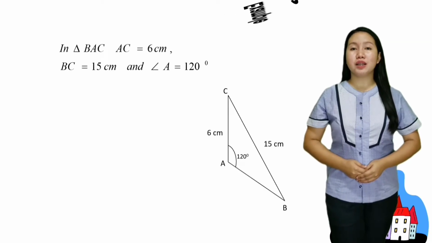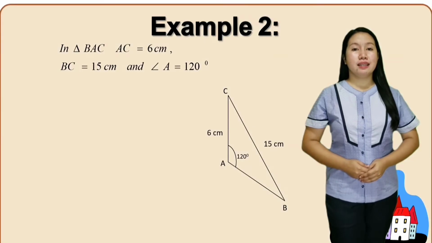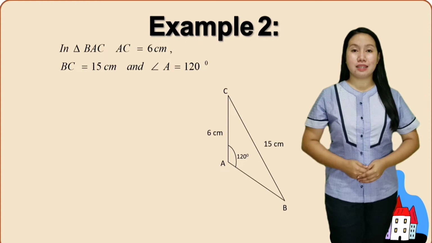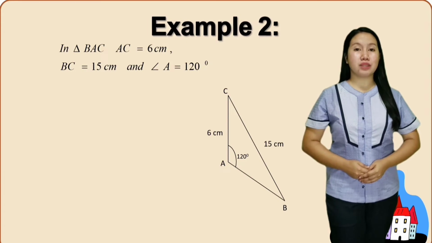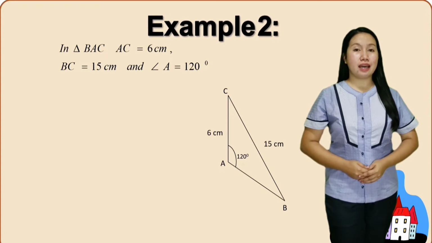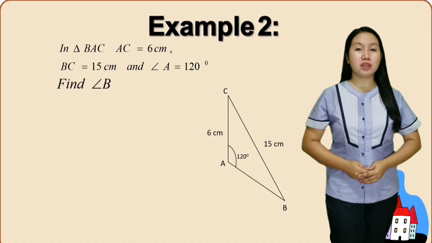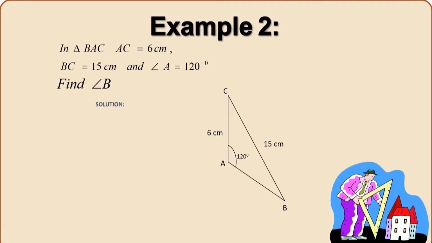Next example. In triangle BAC, line segment AC is equal to 6 centimeters, line segment BC is equal to 15 centimeters, and angle A is equal to 120 degrees. Find the measure of angle B. So here's the solution: sine B over b is equal to sine A over a.